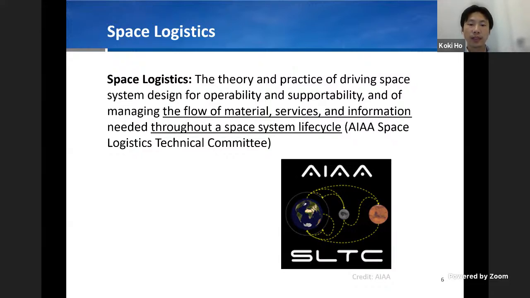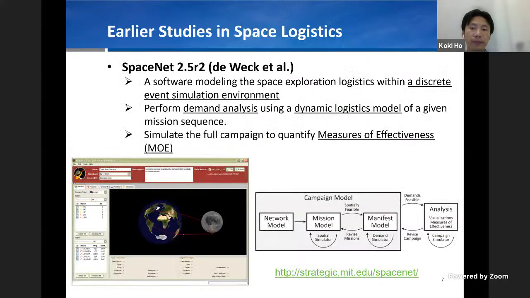And we need to consider the entire space system lifecycle. We can't just look at one mission. We need to look at the entire lifecycle. So those are some of the keywords behind space logistics, at least the way we define it. For the next two slides, I will be talking about some of the earlier studies in space logistics.